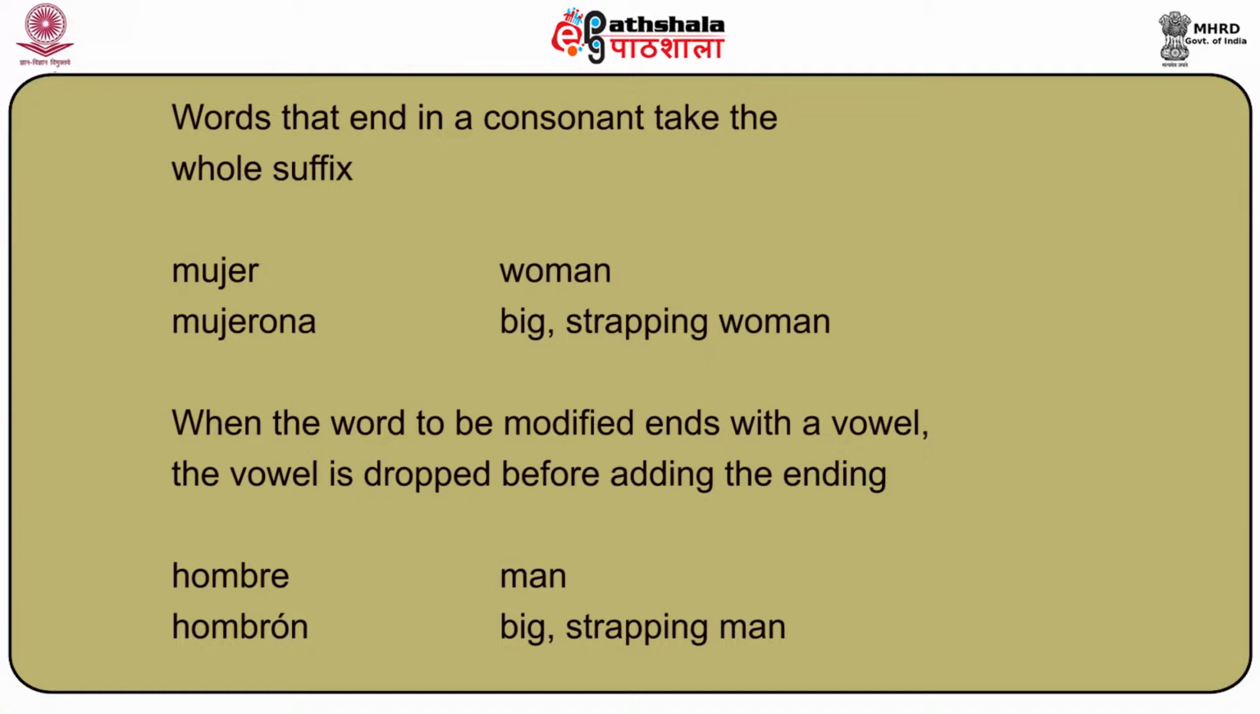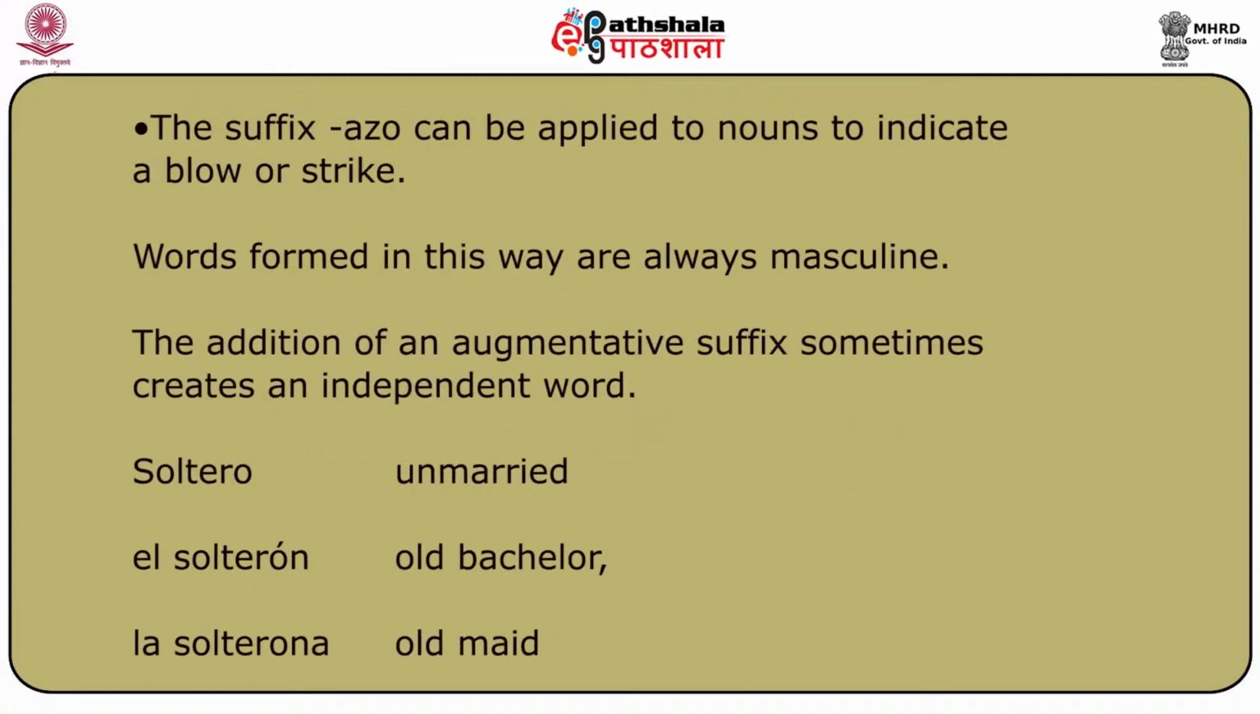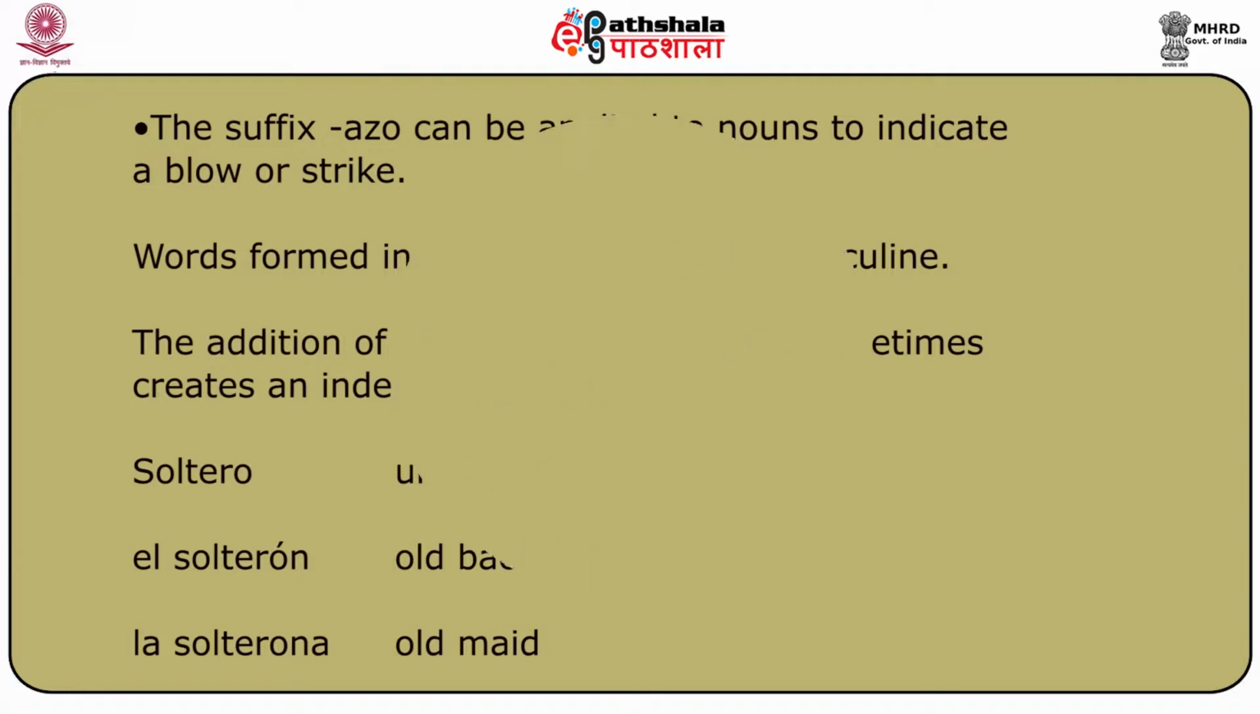The suffix -azo can be applied somewhat freely to nouns to indicate a blow or strike. Words formed in this way are always masculine. Just like diminutives, the addition of an augmentative suffix sometimes creates an independent word. Soltero, which is unmarried, becomes el solterón, old bachelor, or la solterona, old spinster.